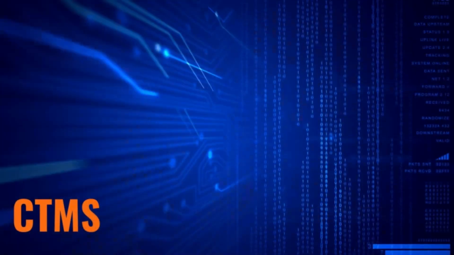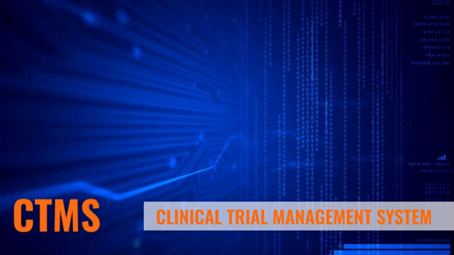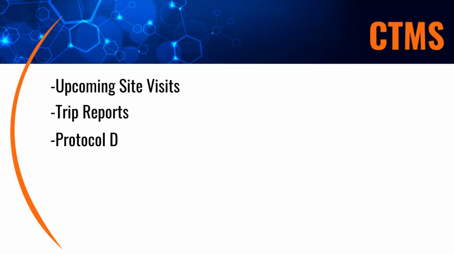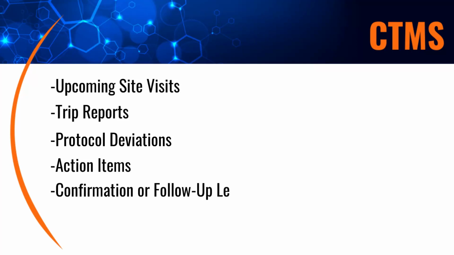So the next system that you want to have access to and go into frequently is your CTMS system. That's the Clinical Trial Management System. And in that system, as a CTM, you would be checking for upcoming site visits. You would pull your monitoring trip reports. You can pull protocol deviations. You can also pull action items. So those are some of the key items that you would pull and see within the CTMS system. Now, also, depending on your CTMS system, you may also have confirmation letters or follow-up letters within as well.